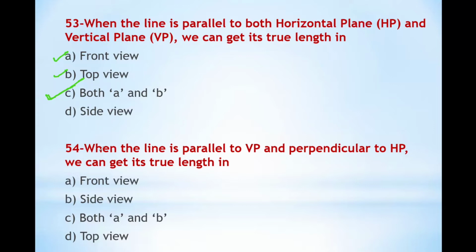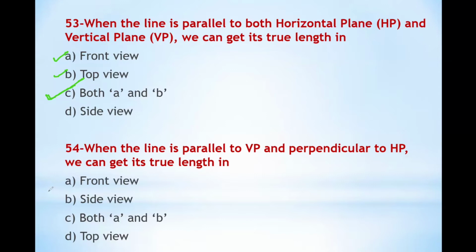Now next, when the line is parallel to VP and perpendicular to HP, we can get its true length in. So it is also being repeated. In this case, when the line is parallel to VP and perpendicular to HP, whatever its front view is, it will definitely show the true length, and in its top view we are getting the point view.